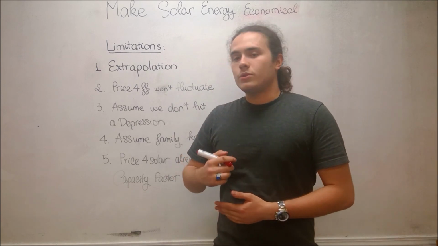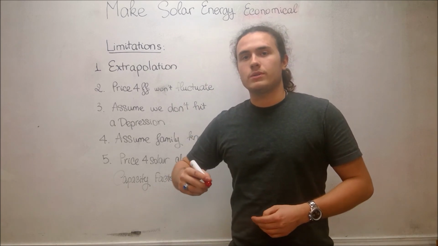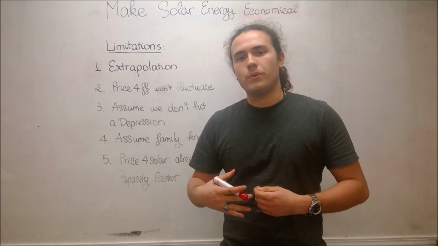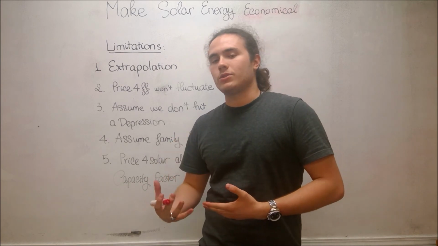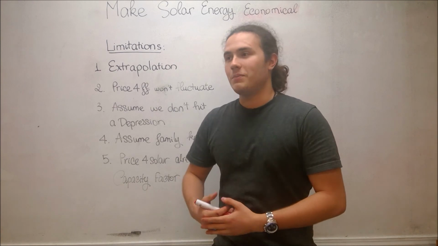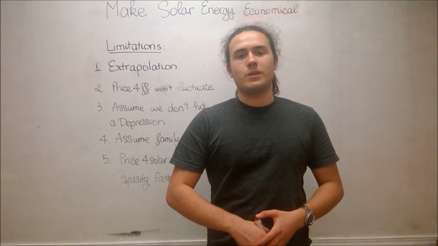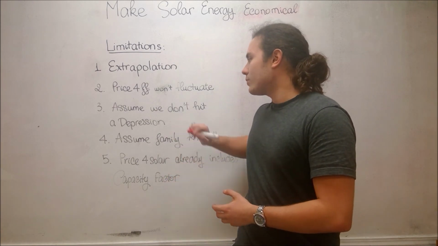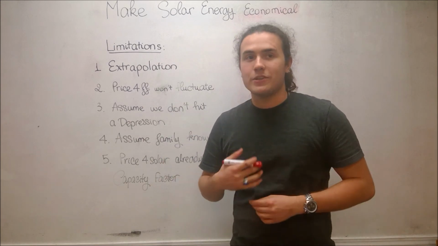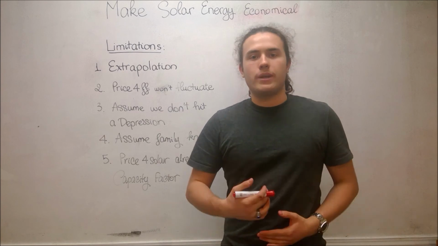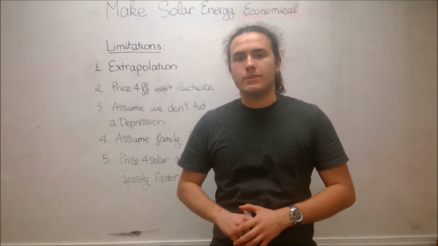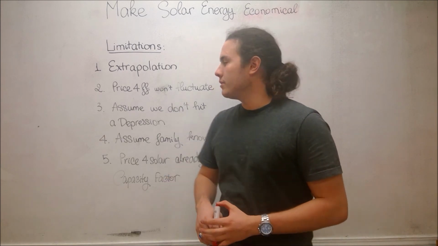Another thing is that we assume the price for fossil fuels won't fluctuate when we put it into the equation to predict the number of years. Of course, we know that's not true. It will fluctuate, but then it wouldn't work with our equation. We assume that the United States does not hit a depression, an economic depression, and that prices don't go up or down, and that the economy is relatively stable during these years.